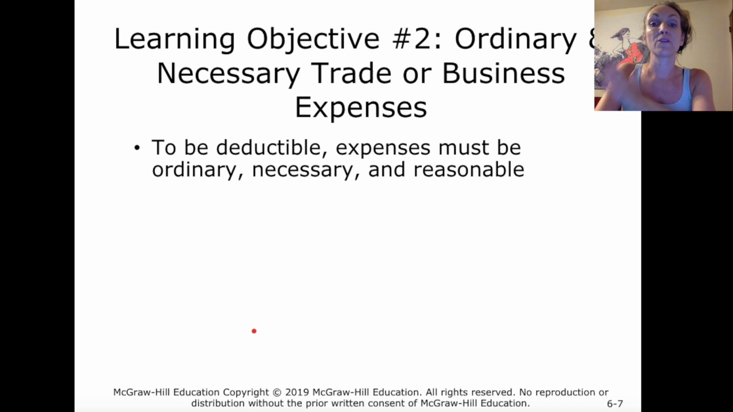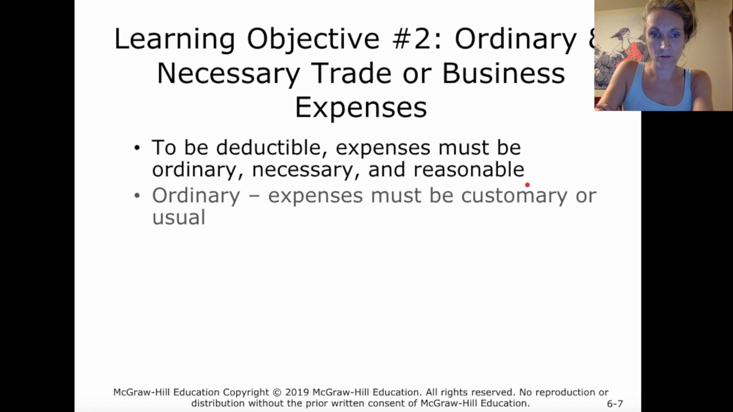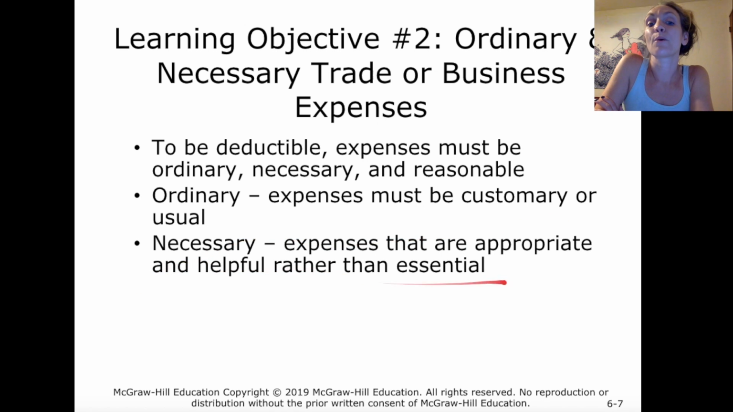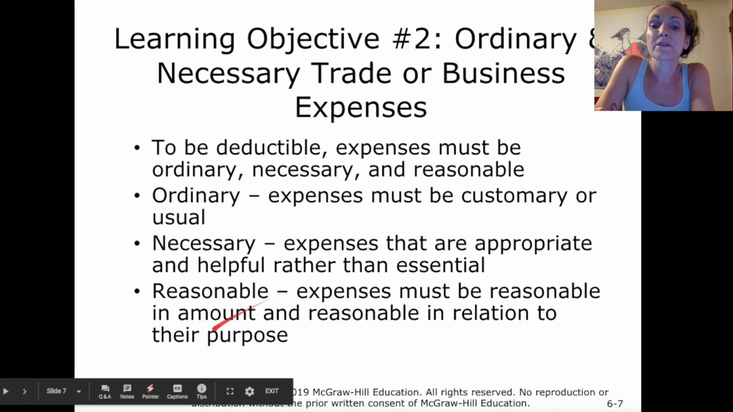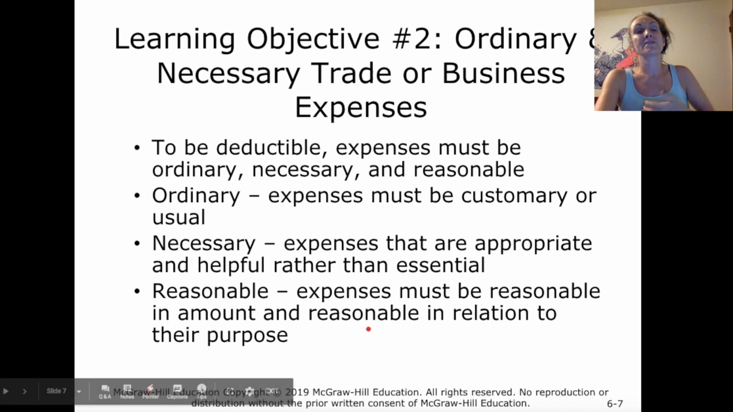Okay, so now we're talking about trade and business expenses. And the key words here are ordinary and necessary. So to be deductible, expenses must be ordinary, necessary, and reasonable. Ordinary means that the expenses are customary, they're usual. Necessary means that they're appropriate and helpful, not necessarily essential, meaning they don't have to need these things. It could be a choice. Reasonable means expenses must be reasonable in amount, reasonable in relation to their purpose.